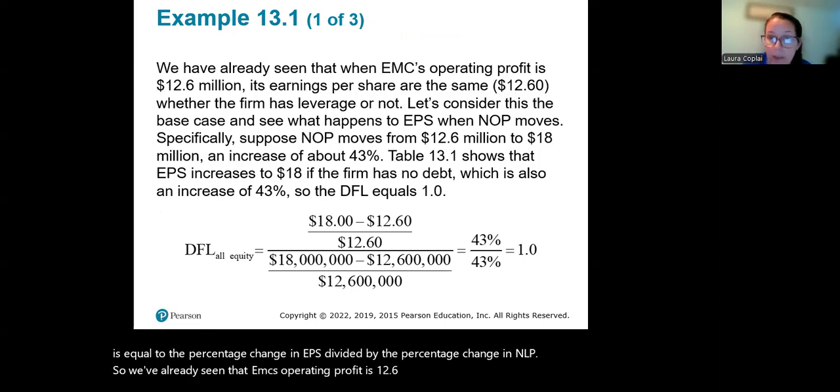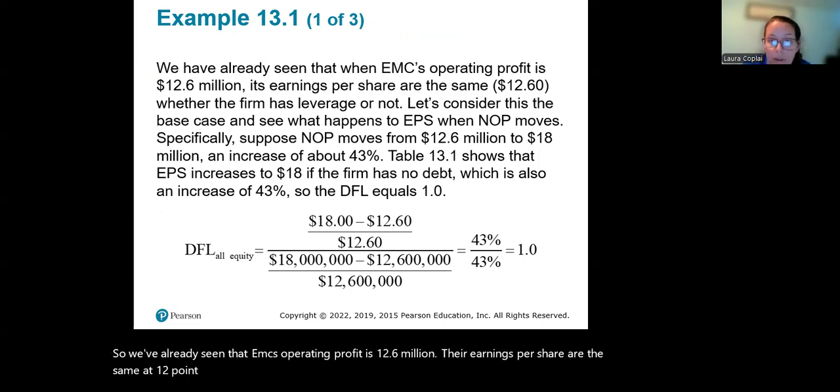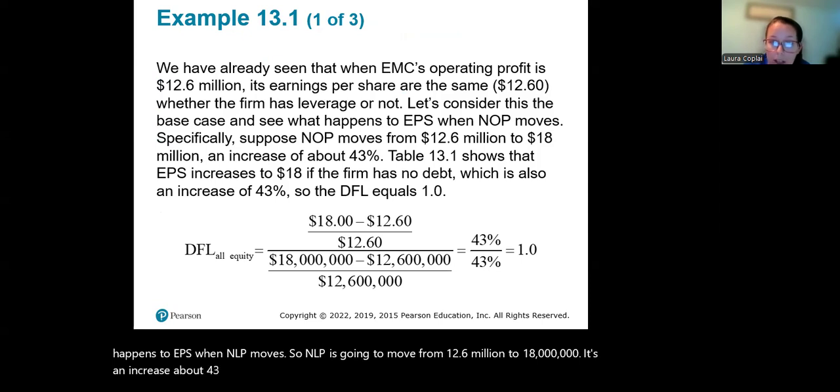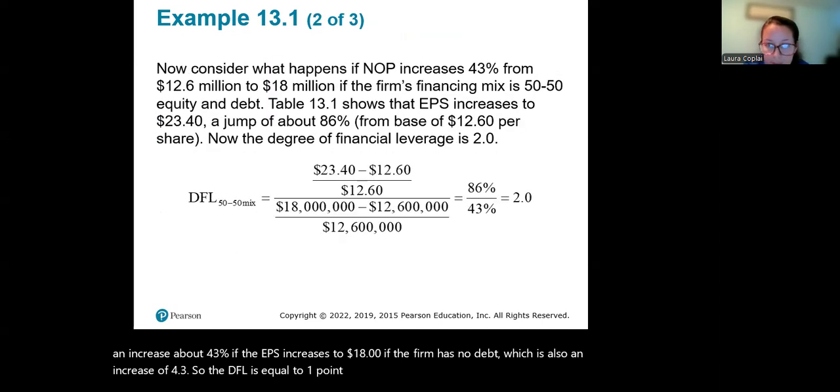So we've already seen that EMC's operating profit is 12.6 million. Their earnings per share are the same at 12.6, whether the firm has leverage or not. So consider this the base, okay? Let's see what happens to EPS when NOP moves. So NOP is going to move from 12.6 million to 18 million. It's an increase of about 43%. The EPS increases to $18 if the firm has no debt, which is also an increase of 43%. So the DFL is equal to 1.0.